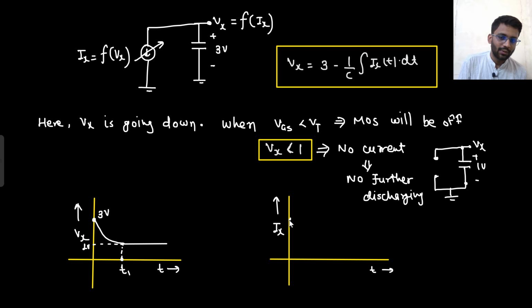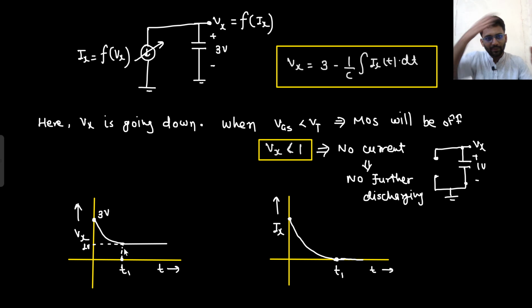What will be the nature? You don't know. It will certainly not be linear or anything. Your Ix will go down and it will remain 0. At what time will it be 0? At t equals t1 only it will be 0. Why at t equals t1 only? Because at t equals t1 you are reaching 1 volt.